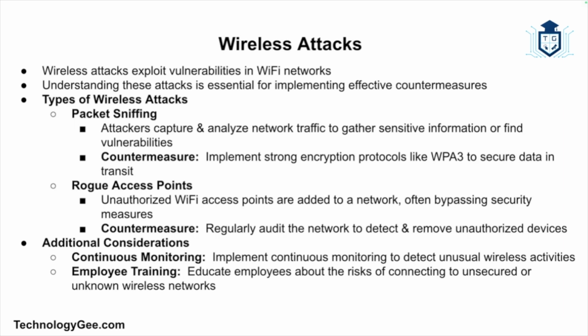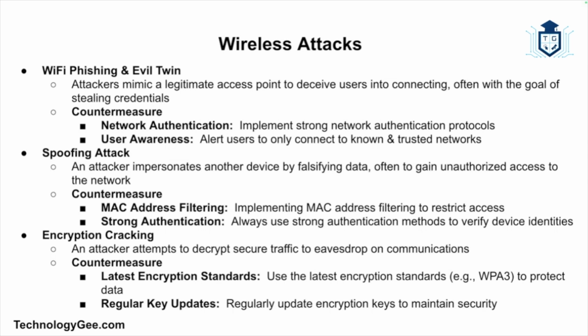Then we have what are called rogue access points. Unauthorized Wi-Fi access points are added to a network, often to bypass security measures. The countermeasure is to regularly audit the network for unauthorized devices. Next, we have what is called Wi-Fi phishing and evil twins.